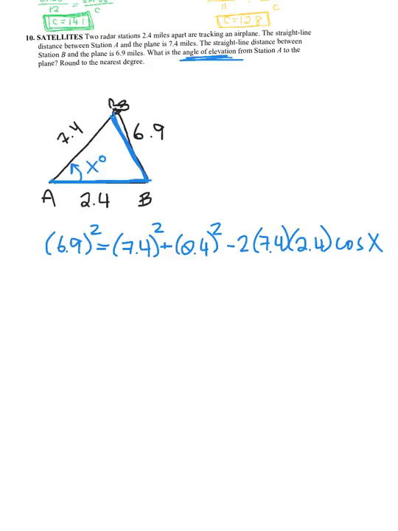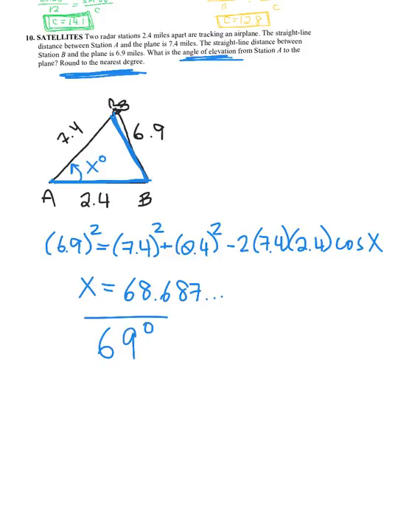All right, and now we just solve for cosine of x. So type that onto your calculator, subtract, divide, solve for cosine of x, and then do inverse cosine to find out that x is, and I get 68.687... All right, and it says round to the nearest degree, so this is going to be a 69-degree angle. All right, and that's it.